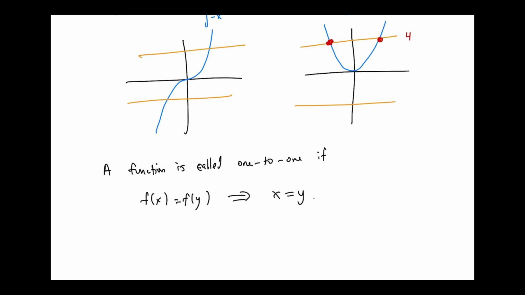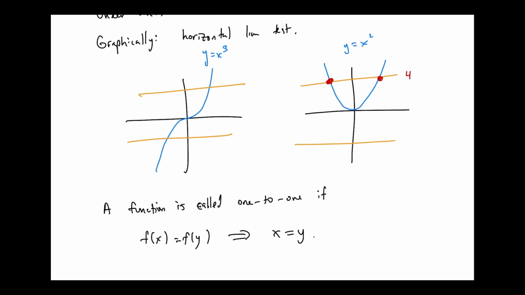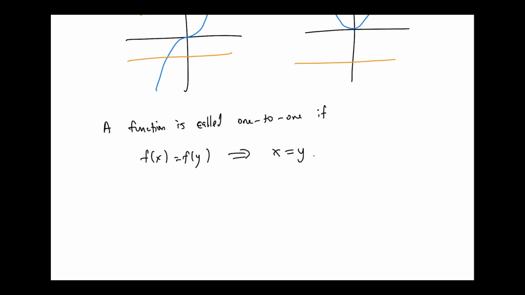All right, so no, 2 does not equal negative 2, right? So the y equals x squared example is not one-to-one, whereas y equals x cubed is, okay? And the reason that we need that definition is because a function has an inverse if it's one-to-one, okay? So this one-to-one thing is basically the technical way of saying the horizontal line test.